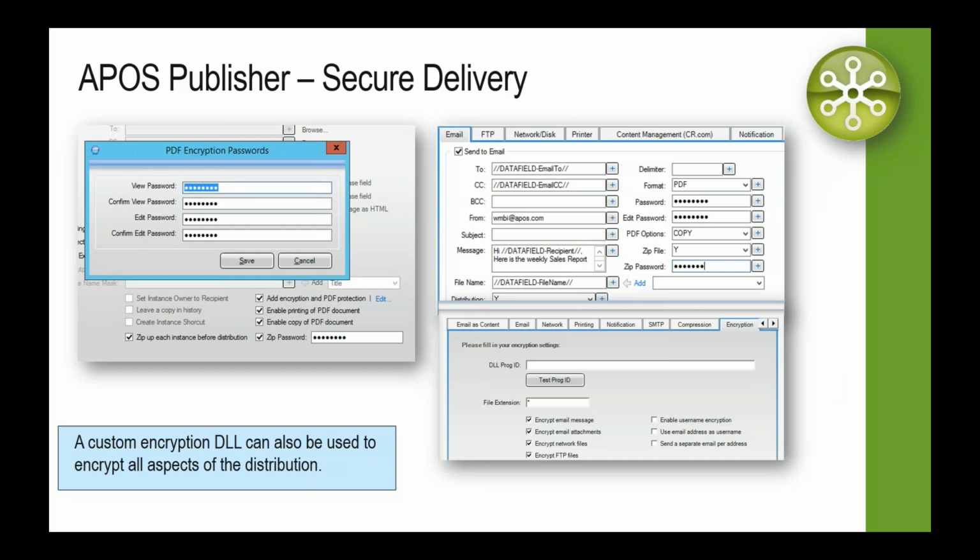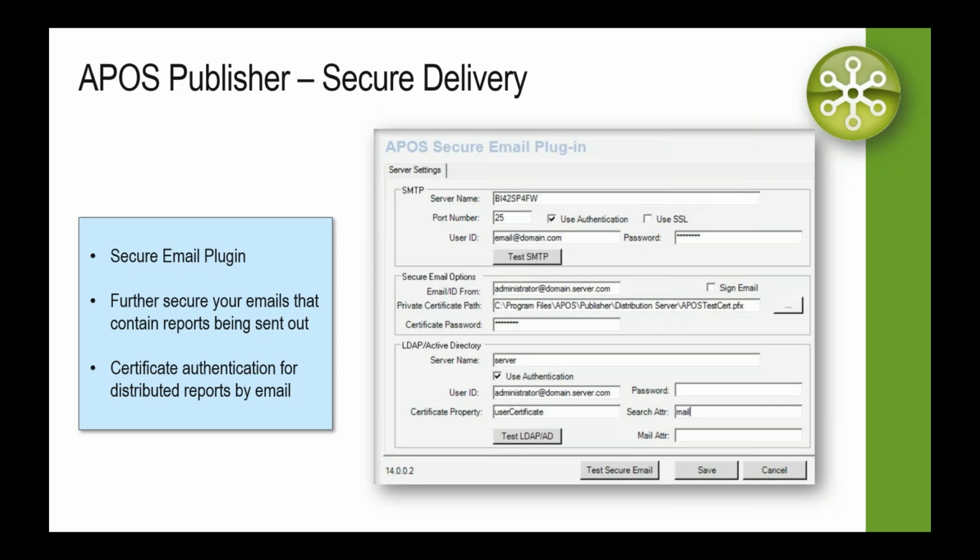The third area, in the bottom right-hand corner, we can see being able to encrypt. So we can let you plug in an encryption DLL and encrypt all aspects of the distribution. And of course, there's a secure email plugin as well that will really help with ensuring that the data we're sending via email is 100% secure.